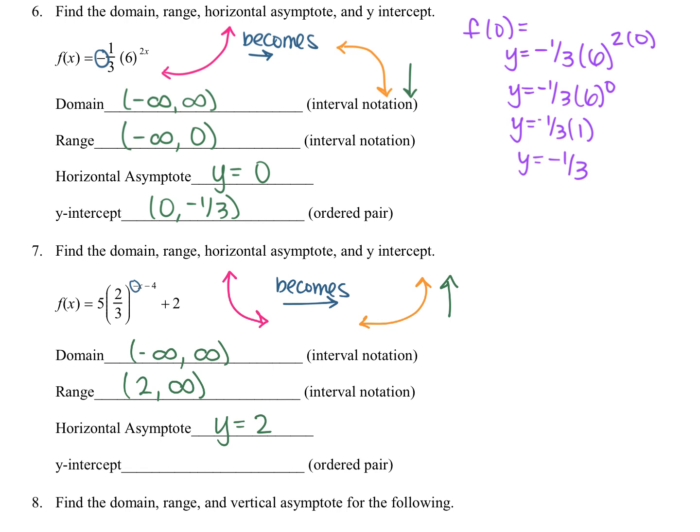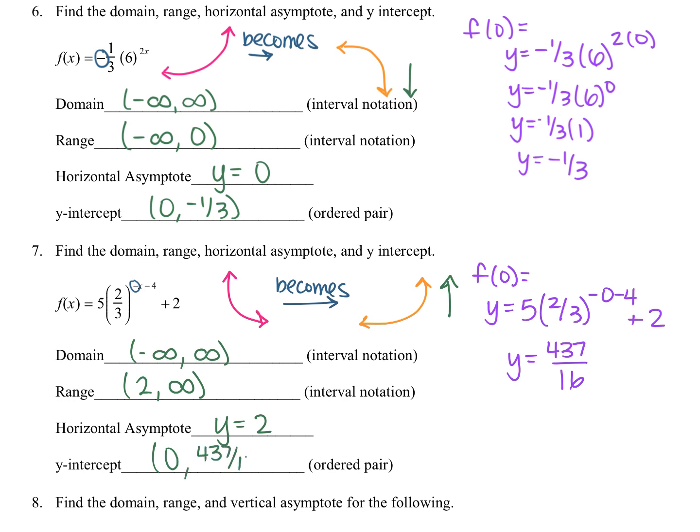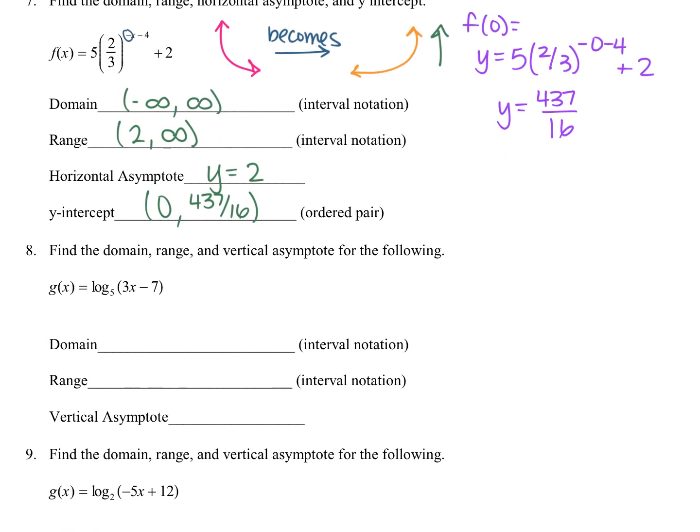Y-intercept, you're going to plug in 0 for x, solve for y. So find f of 0. That's going to give you y is equal to 5 times 2/3 to the power of the opposite of 0 minus 4 plus 2. Use your calculator for this. So 5 times 2 divided by 3, to the power of negative 4 plus 2 gives you 437 over 16. So your y-intercept is the ordered pair (0, 437/16).